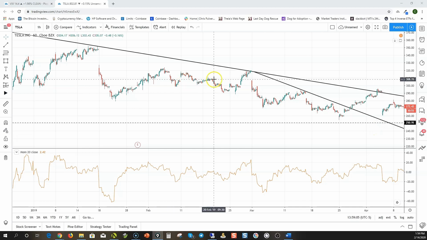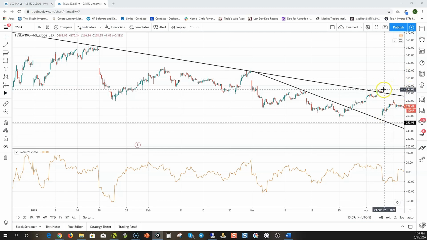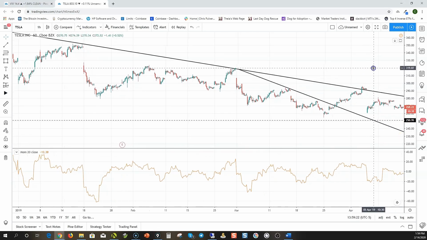All right? So all I'm saying is if this is a 3-wave move, 1, 2, this better make its way back up towards this trend line again and break above 290 and start pushing higher than 290. If it comes back down to 250, that is support. If we break below that, we're probably going to go lower. All right, so let's see what happens.